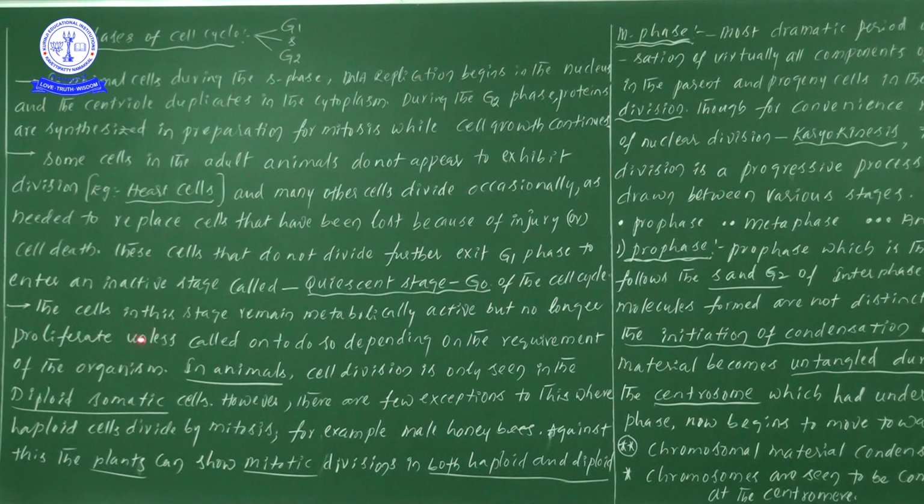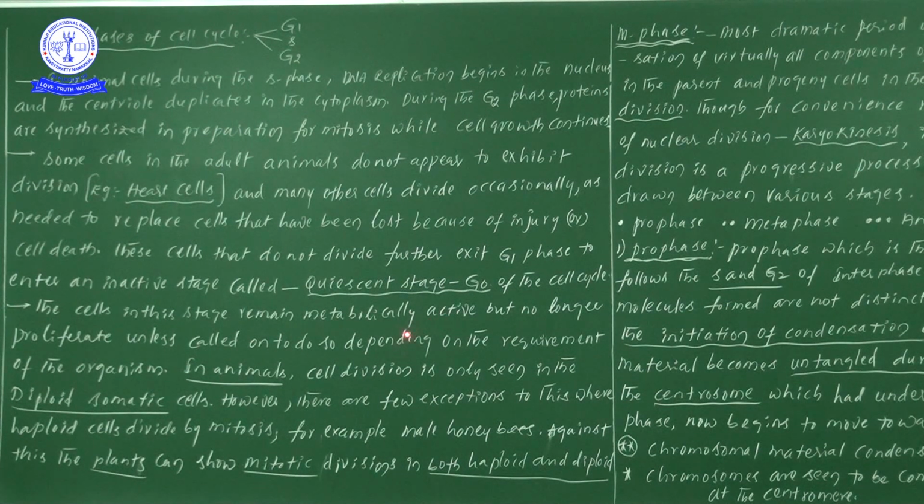Now, the cells in this stage remain metabolically active. Why are these cells not dividing? They are metabolically active only. Like suppose you take a bike: if it is in neutral, it will not be in a running position. Only if you operate the first gear will it start to move. Likewise, the cells in the G0 phase are metabolically active.